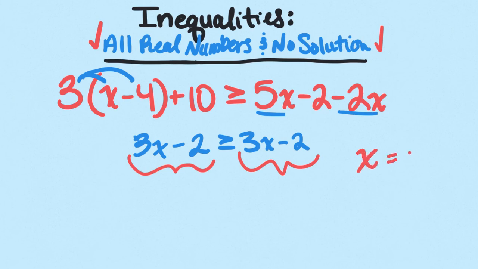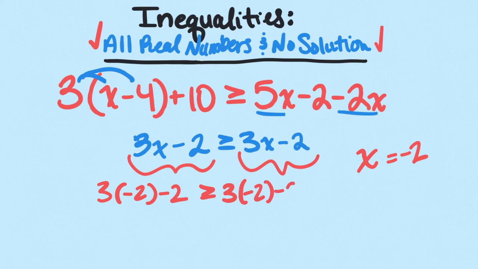to use x equals, I don't know, negative 2. So that'll be 3 times negative 2 minus 2 is greater than or equal to 3 times negative 2 minus 2 on the right side. Now 3 times negative 2 is negative 6. Negative 6 minus 2 is negative 8. So negative 8 is greater than or equal to negative 8. And now that is a true statement, and that will be true for no matter what you pick.